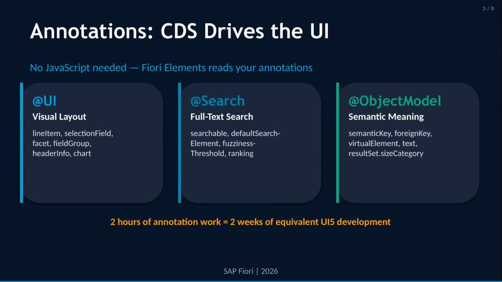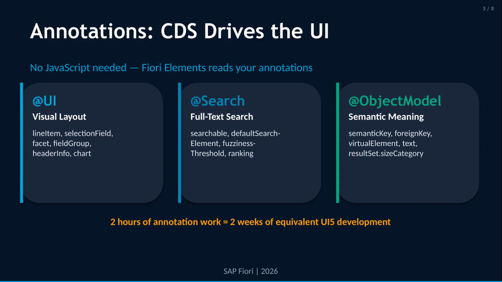Annotations are the bridge between your CDS data model and the Fiori Elements UI framework. Instead of writing JavaScript to create a list or a form, you annotate your CDS view. And three annotation families matter most. First, @UI annotations. These control the visual layout, which fields appear in the list report, which go on the object page header, and which serve as selection fields for the filter bar.